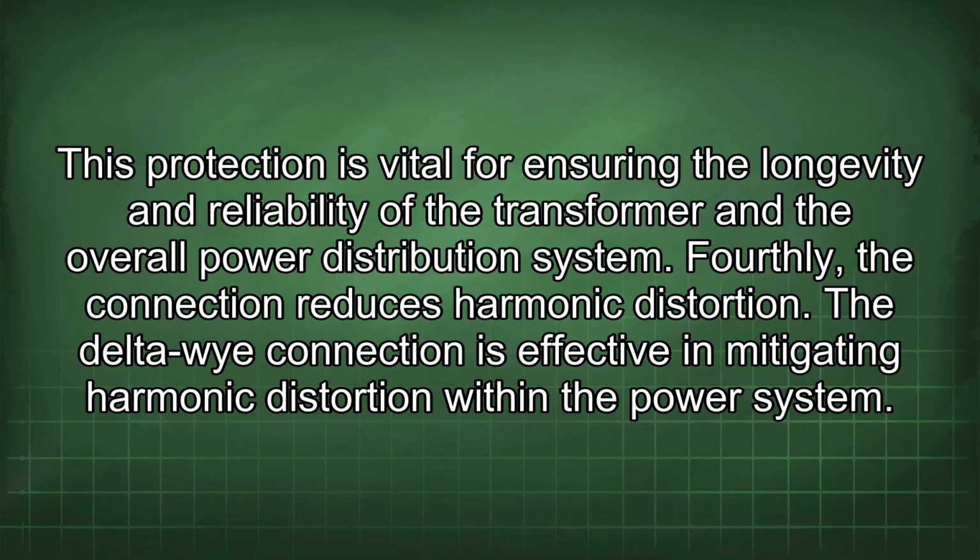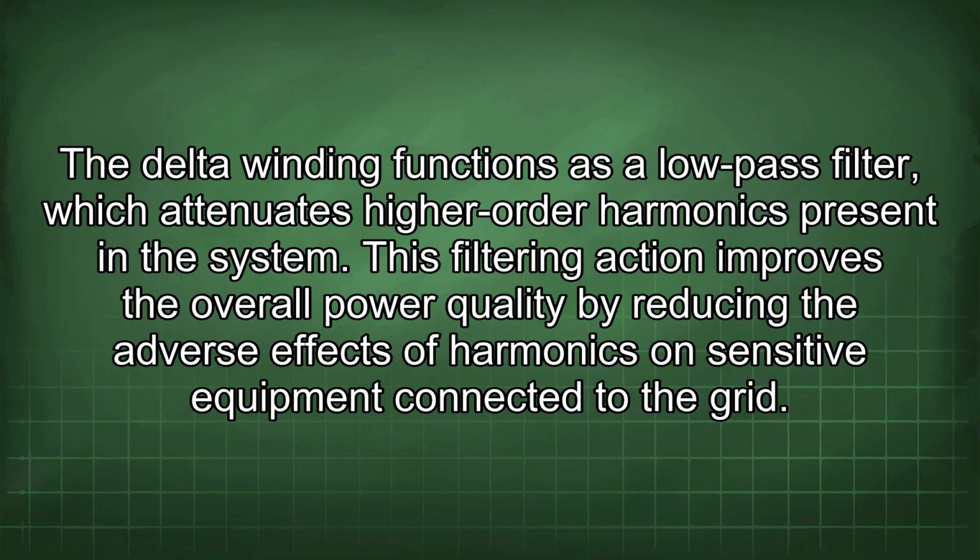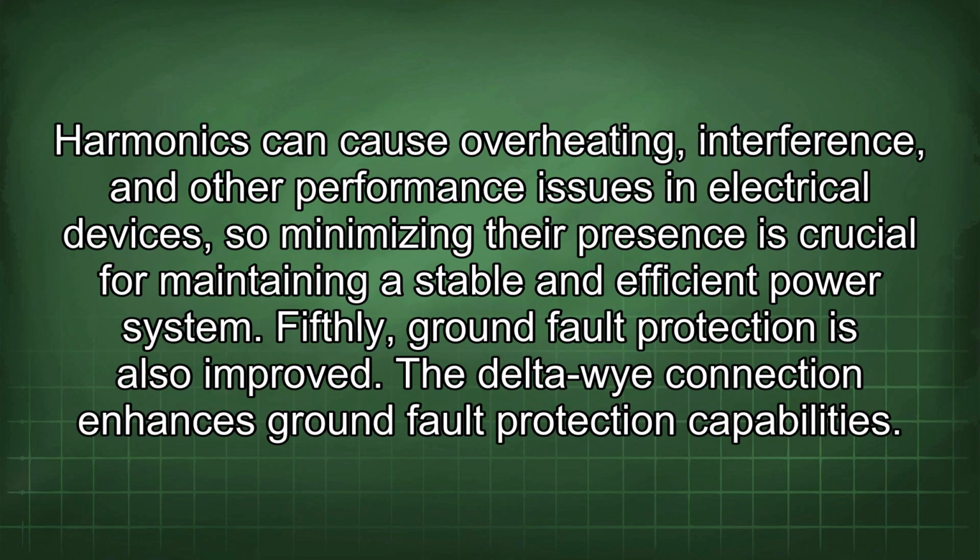The Delta-Wye connection is effective in mitigating harmonic distortion within the power system. The delta winding functions as a low-pass filter which attenuates higher-order harmonics present in the system. This filtering action improves the overall power quality by reducing the adverse effects of harmonics on sensitive equipment connected to the grid. Harmonics can cause overheating, interference, and other performance issues in electrical devices, so minimizing their presence is crucial for maintaining a stable and efficient power system.